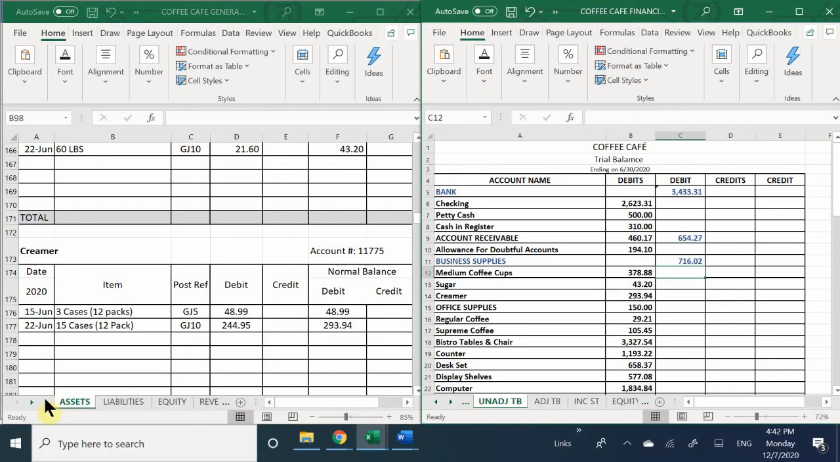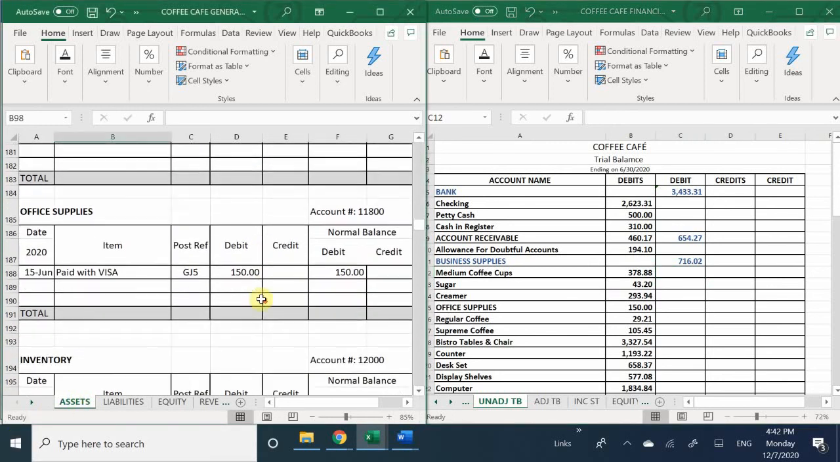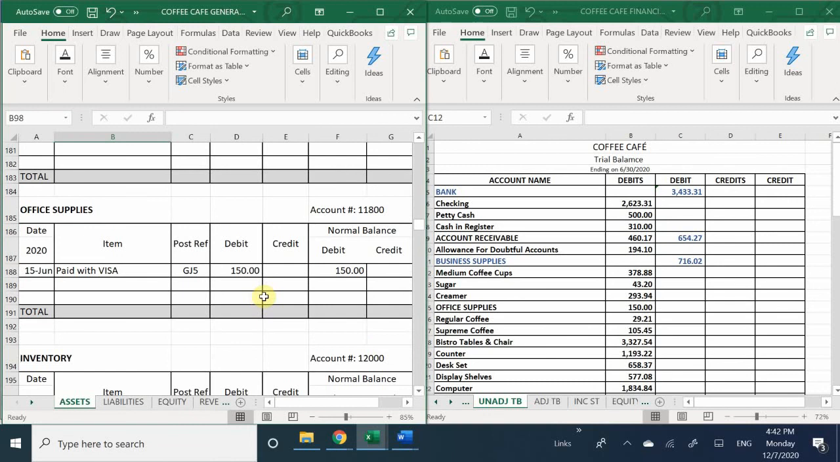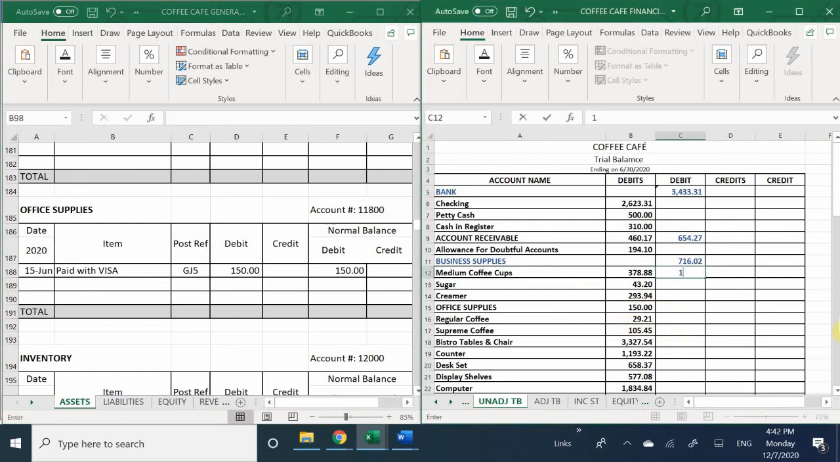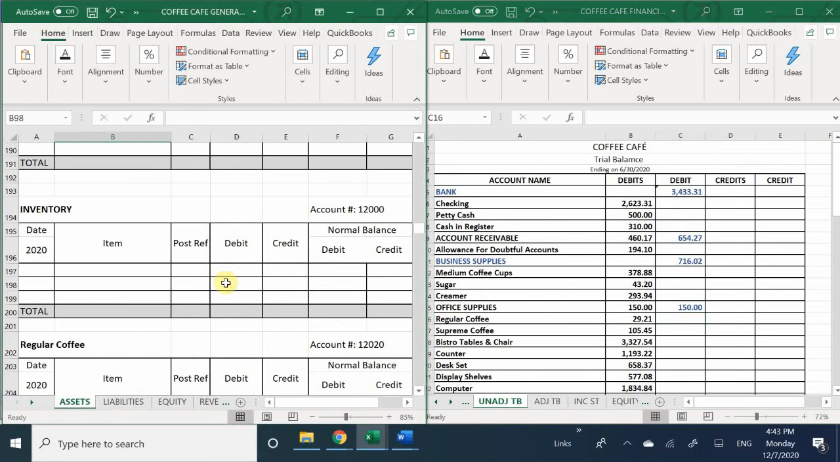All right. So the next one is going to be office supplies. Office supplies is already a main account itself. Is there any changes to office supplies? No. Because this is a main account, I'm just going to transfer it over here, 150, as is. So next one I have is inventory. Inventory is going to consist of regular and supreme coffee. So I'm going to insert another tab here.